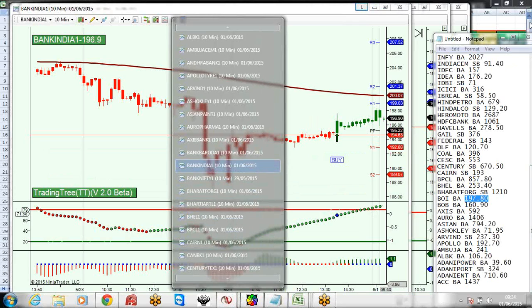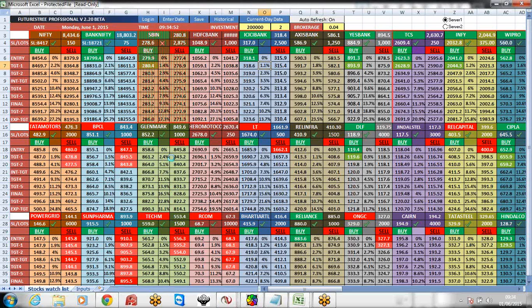So let me just come to the FUTURESTREE file. Here also you have the exact stop losses. Now let's say for ICICI Bank, 318.50. The prices you are seeing are the spot market prices here. It's not future prices. So you can trade in spot, you can trade in futures, and you can trade in options also with this particular application.